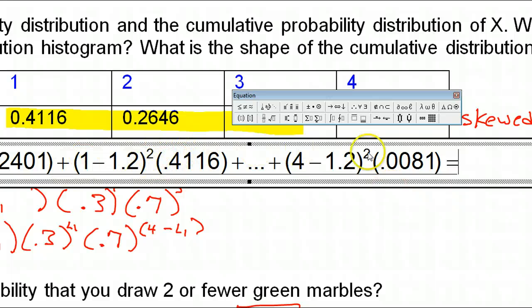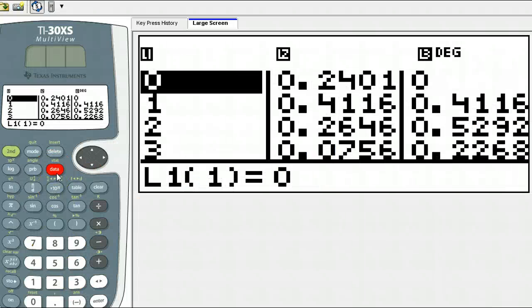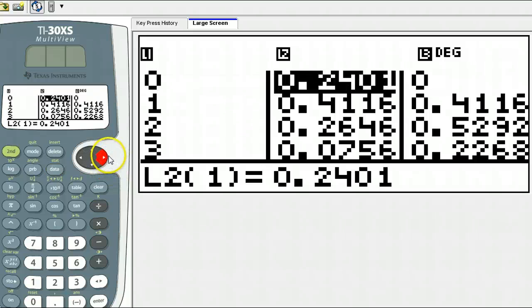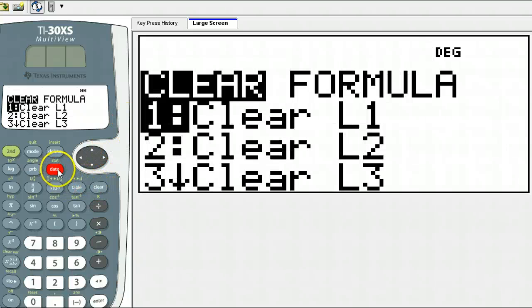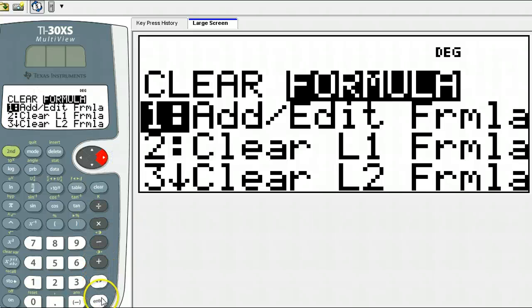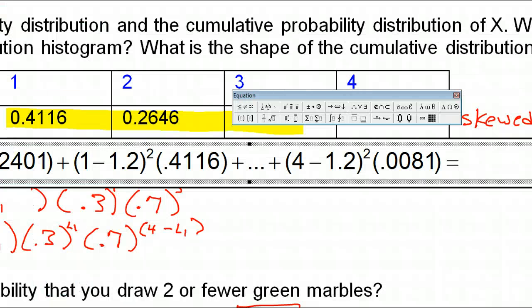Okay, and you could put this in one by one. But again, the calculator's already done half the work for us. We can use this again. Still, list 1 will be all the x values. List 2 will still be the probabilities. All we need to do is change the formula in list 3. Okay, so data, formula. Instead of being list 1 times list 2, it's going to be this stuff. List 1 minus the mean squared times list 2.